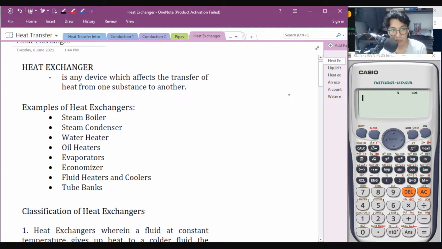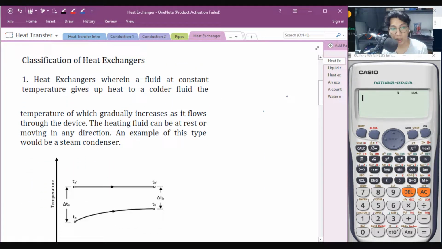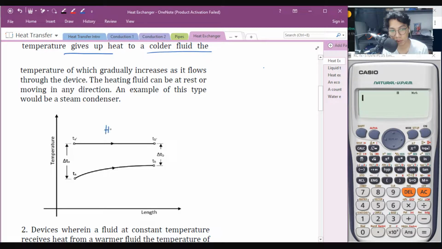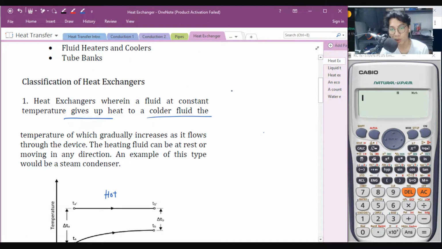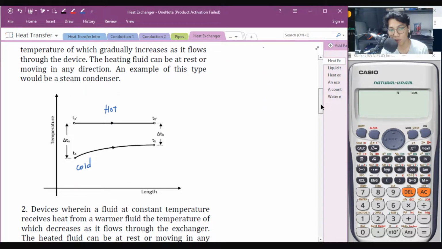Number 1, heat exchangers wherein fluid at a constant temperature gives up heat to a colder fluid. Ibig sabihin, this is the hot side, and then cold. Hindi nababawasan yung init. Yung heat exchanger mo, nagsusupply ng init. Ibig sabihin dito, gives up heat or supply lang siya. Hindi nag-absorb ng init. So, yung nag-absorb ng init mo, siya yung tumataas. From here, constant yung temperature niya. Temperature here is constant. Okay?